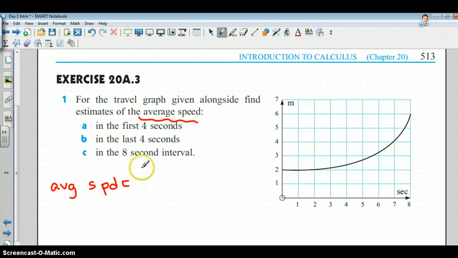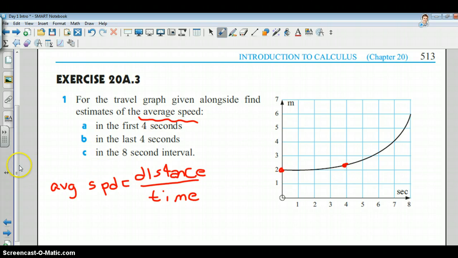Okay, so if we have our distance, this thing loves to catch my letters here. Okay, distance over time. There we go. I'm going to set this up just like I would use the slope formula. In the first 4 seconds, I am right here, 0, 2. 4 seconds pass, and I'm now at 4, and I'll call this about 2.3. How would I find my average speed? I would take my distance divided by my time. I can already tell my distance is about 0.3 divided by my time, which is 4 seconds.